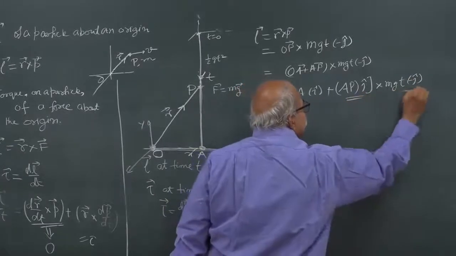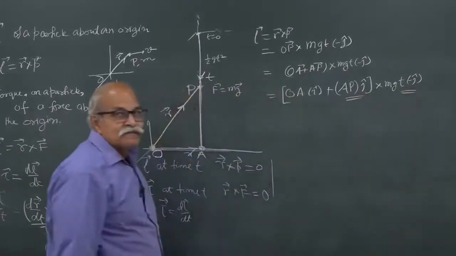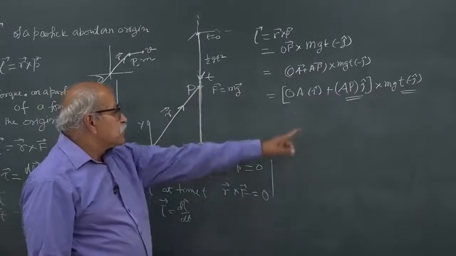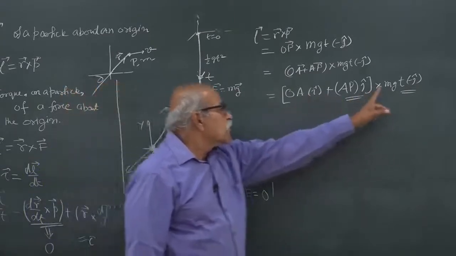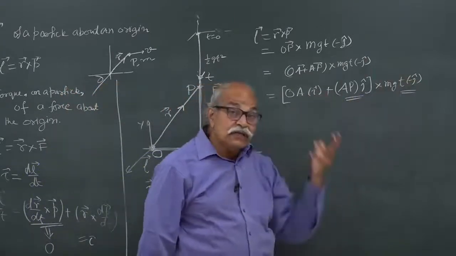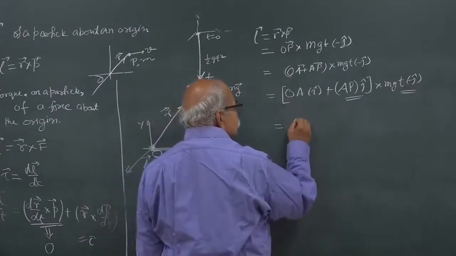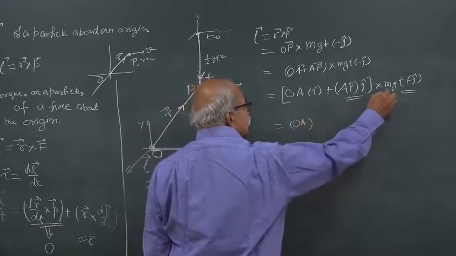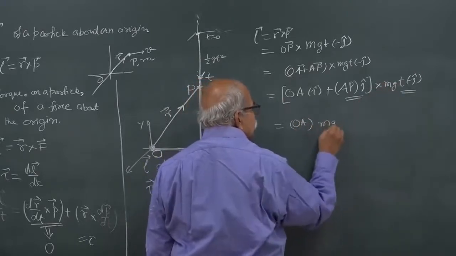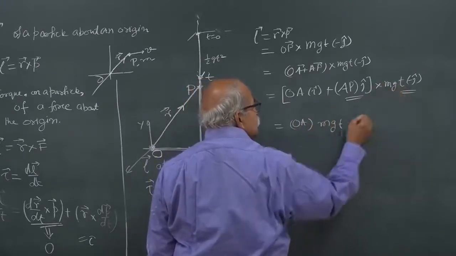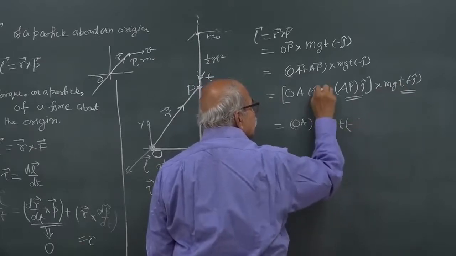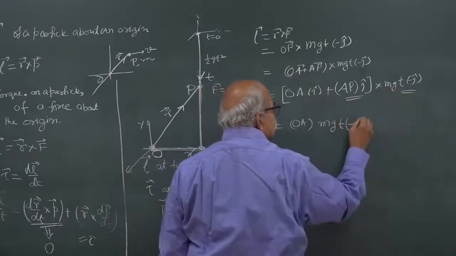So, j cap cross j cap is 0, but i cap cross j cap is not 0, it is k cap. So, this is OA multiplied by mgt, and then minus, since i cap cross j cap is k cap.